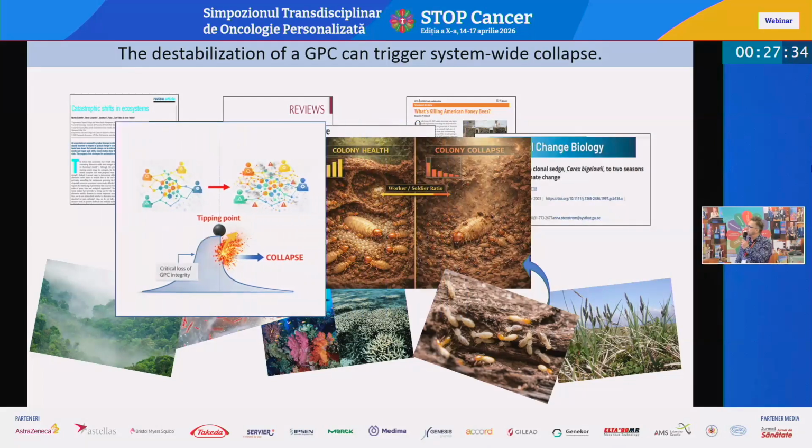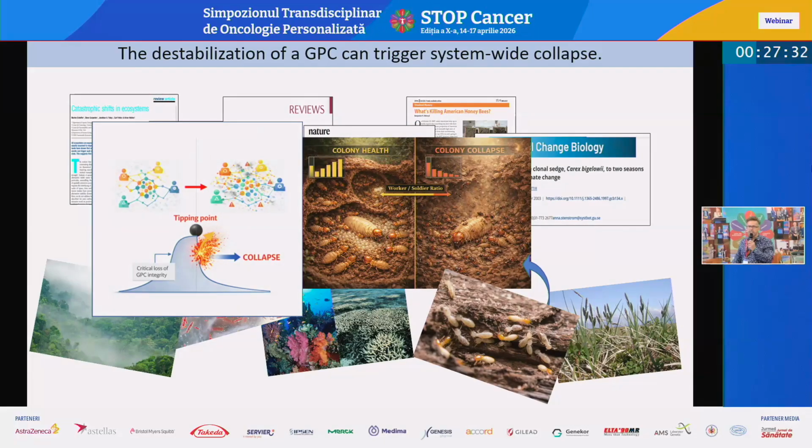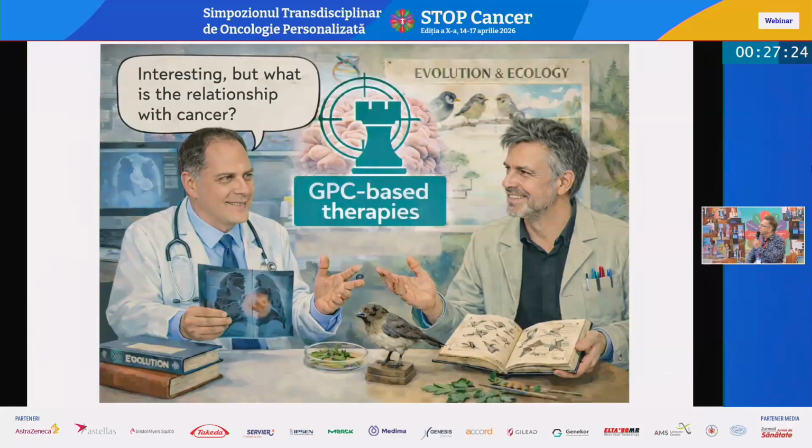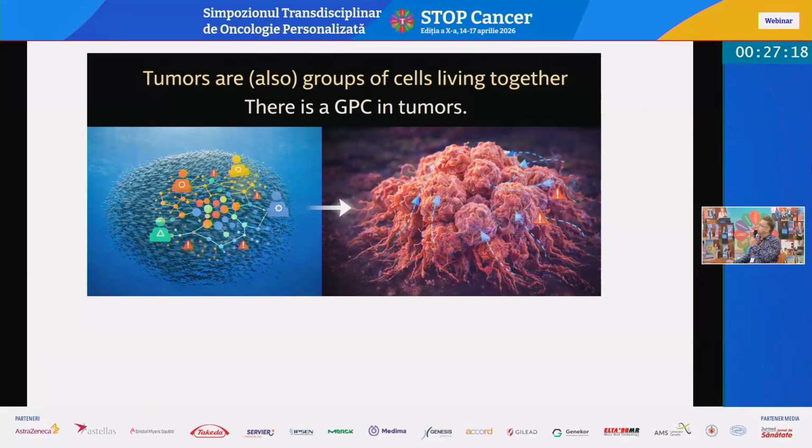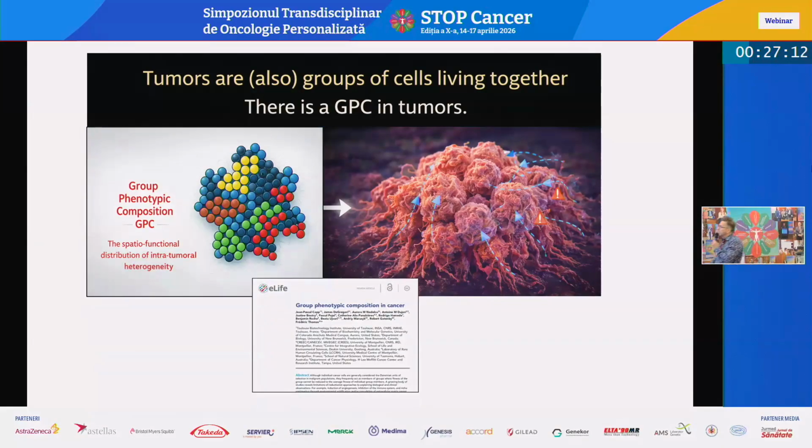And just one example, in termites, for instance, it has been demonstrated that if you just alter the ratio between soldier and worker, you can induce a collapse of the colony. Okay, so that's very interesting, but what is in fact the relationship with cancer? Tumors are also a group of cells that are living together, and there is a GPC in tumors. This is at least what we have suggested in this paper that we published recently in eLife.